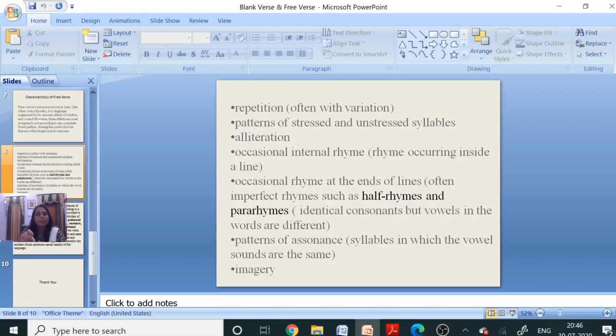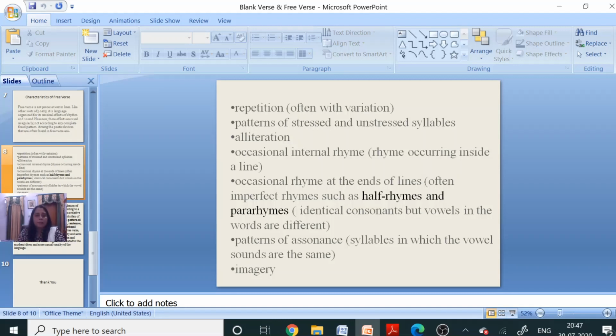So not a fixed pattern like blank verse or heroic couplet, but it does have a pattern of stressed and unstressed syllables. Then you can find alliteration in that. Alliteration is the recurrence of consonant sound in consecutive words. Then there is an occasional internal rhyme that you can see. That is rhyme occurring inside a line, or maybe rhyme at the end of lines, and also half rhymes and para rhymes. Half rhymes and para rhymes mean that there are identical consonant sounds in words, but the vowels in the words are different.